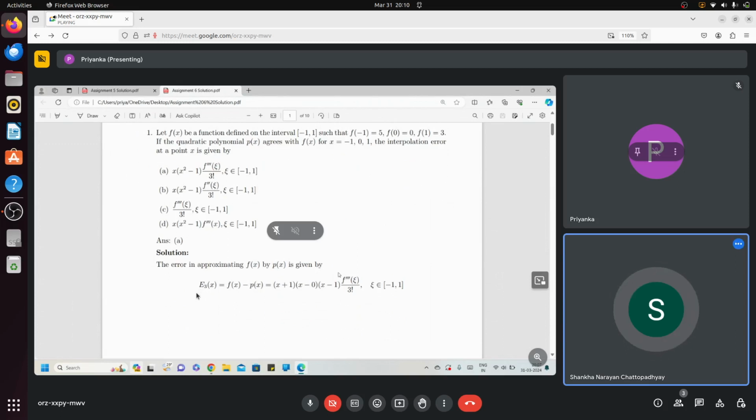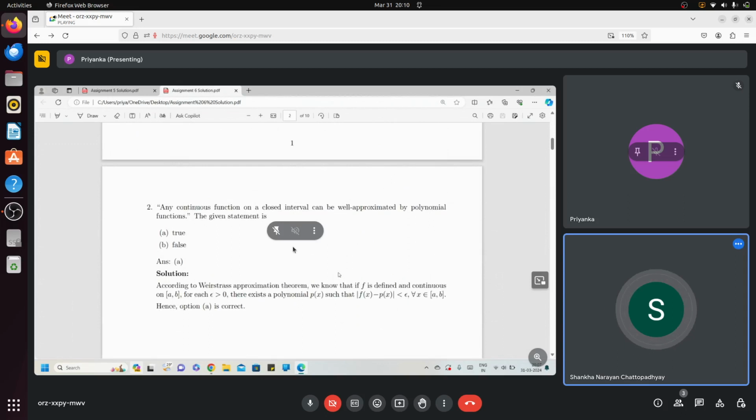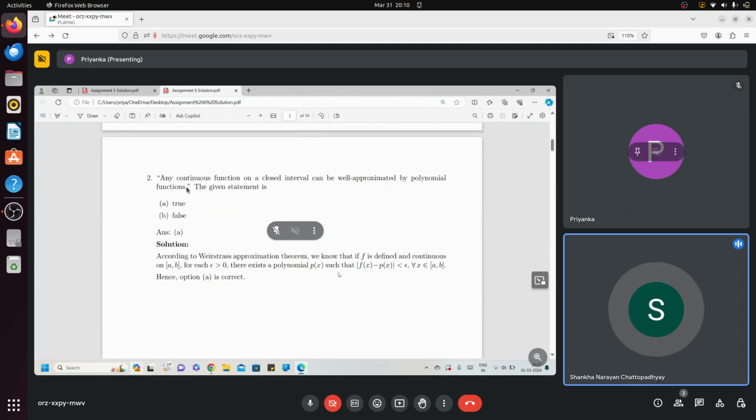Okay, next. This given statement is true. Why? Because this is just the Weierstrass approximation theorem. Any continuous function on a closed interval can be well approximated by a polynomial function, and this given statement is true because this is a direct statement of the Weierstrass approximation theorem. So A is correct, it is true. Next.